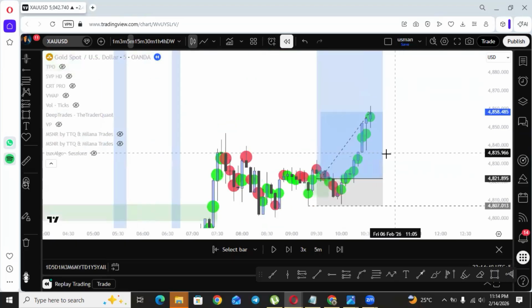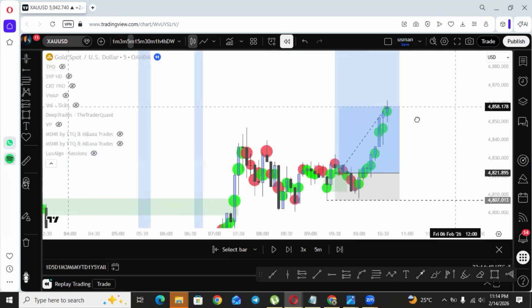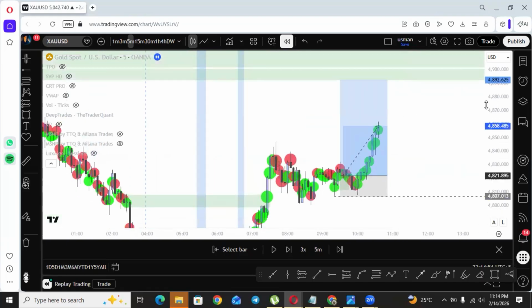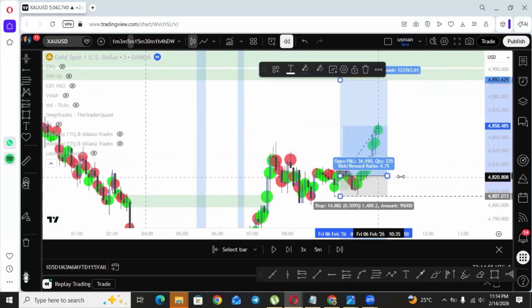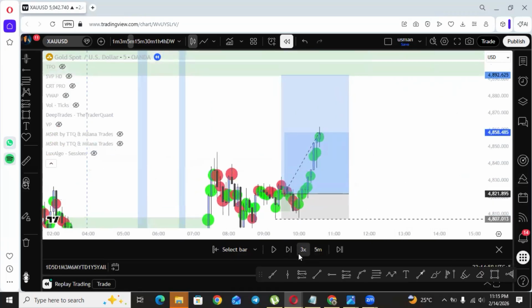If I had entered this trade, maybe I would close my trade over here and close the pre-London. I will be done for the London session. Okay, then I will again enter the market in the New York session. So let's play the chart and not waste much of your time.